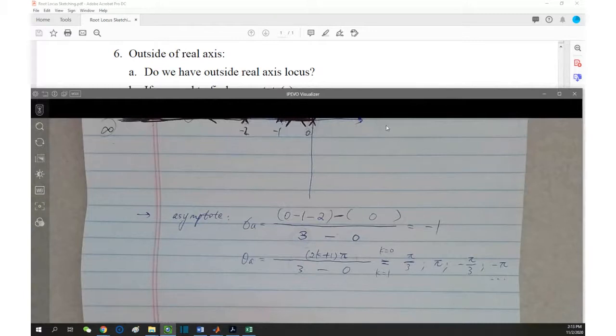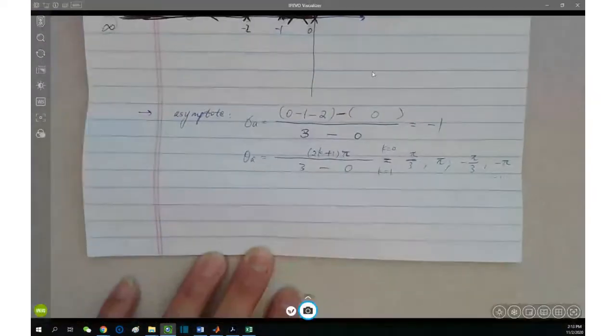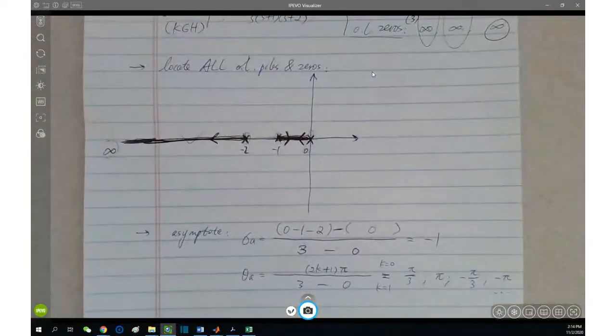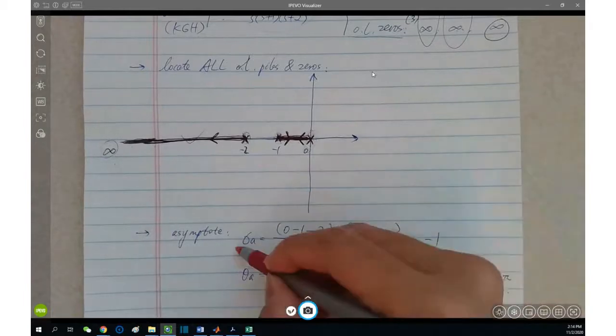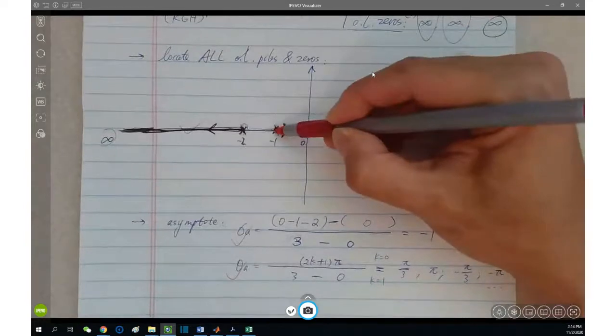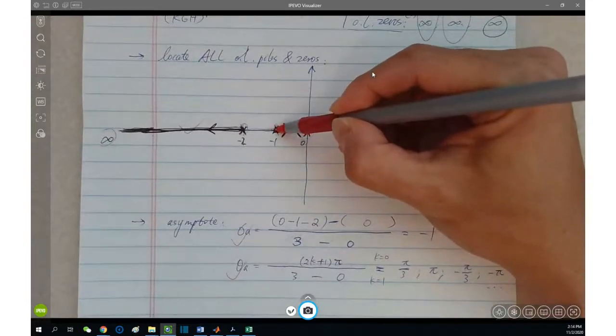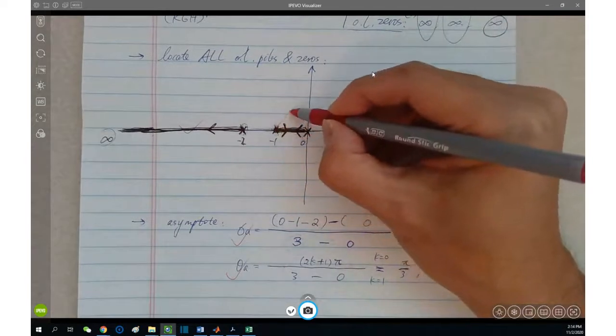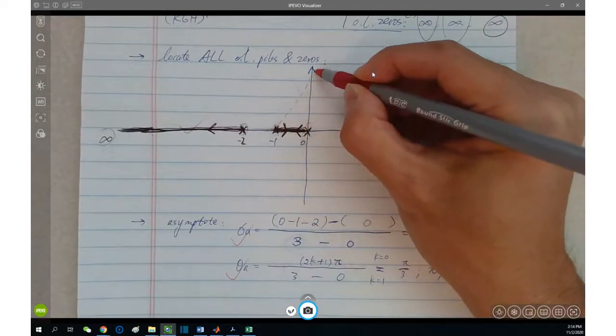to plot the asymptote. Once again, the asymptote is not part of the root locus. So according to this, how do we plot the asymptote? Intersection point here, angle of pi over 3. What does it look like? Does it make sense?